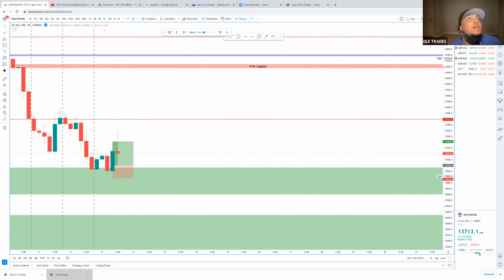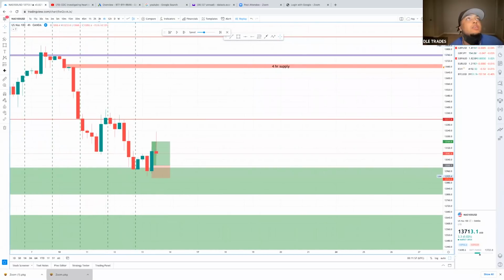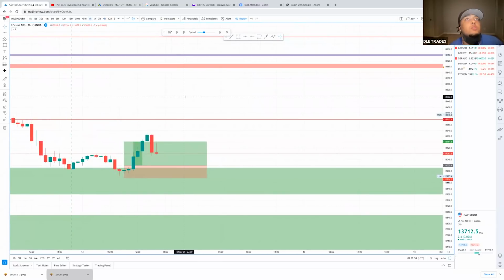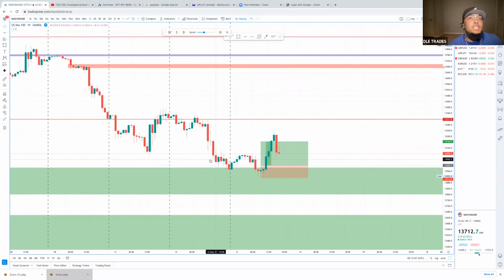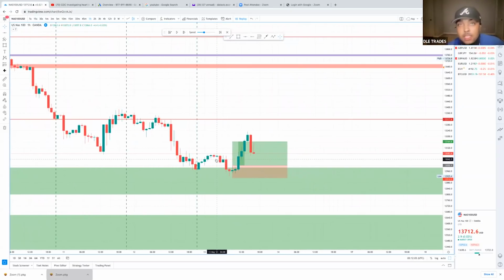Boom. Right. As you can see, take profit hit. Now, this is one of my favorite setups, guys. It's a demand zone. So every day you want to look.